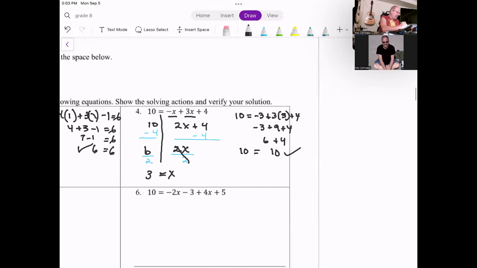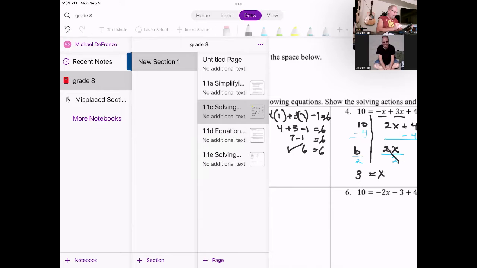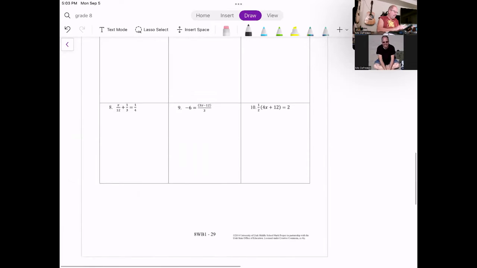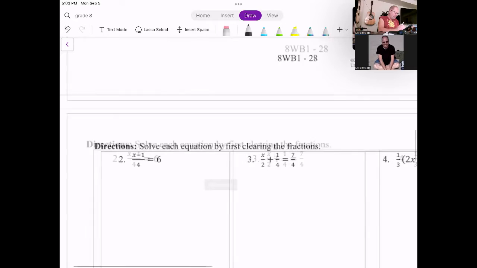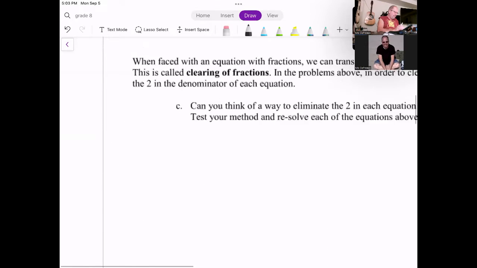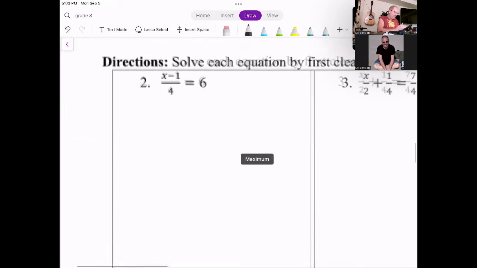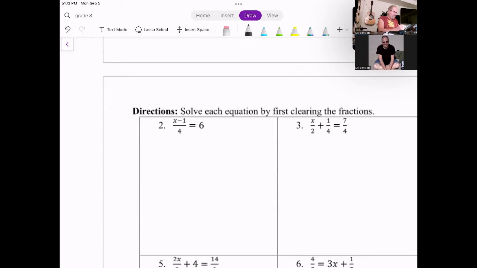Okay, so now I'm going to go to the next lesson that we did together. D. This was where we were clearing fractions. And again, it's just an inverse operation. Here, we can see that that 4 is dividing both sides of the equal sign. I'm going to rewrite the whole thing just the way it is. X minus 1 divided by 4 equals 6. The way I undo divided by 4 is timesing by 4.